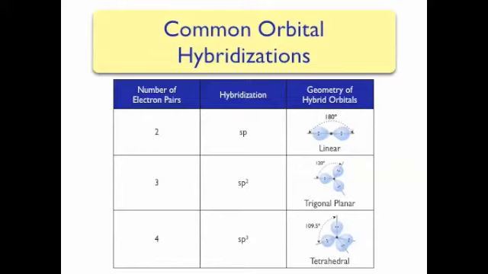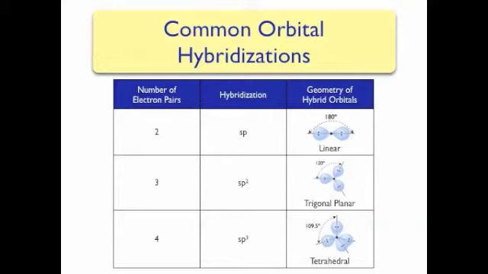The last common hybridization deals with 4 electron pairs around it, just like our methane example. The hybridization is called sp3. These sp3 hybrid orbitals will adopt a tetrahedral geometry. The angle between all of the lobes of the orbitals will be 109.5 degrees. Once again, this keeps all of the electron pairs as far apart as possible.